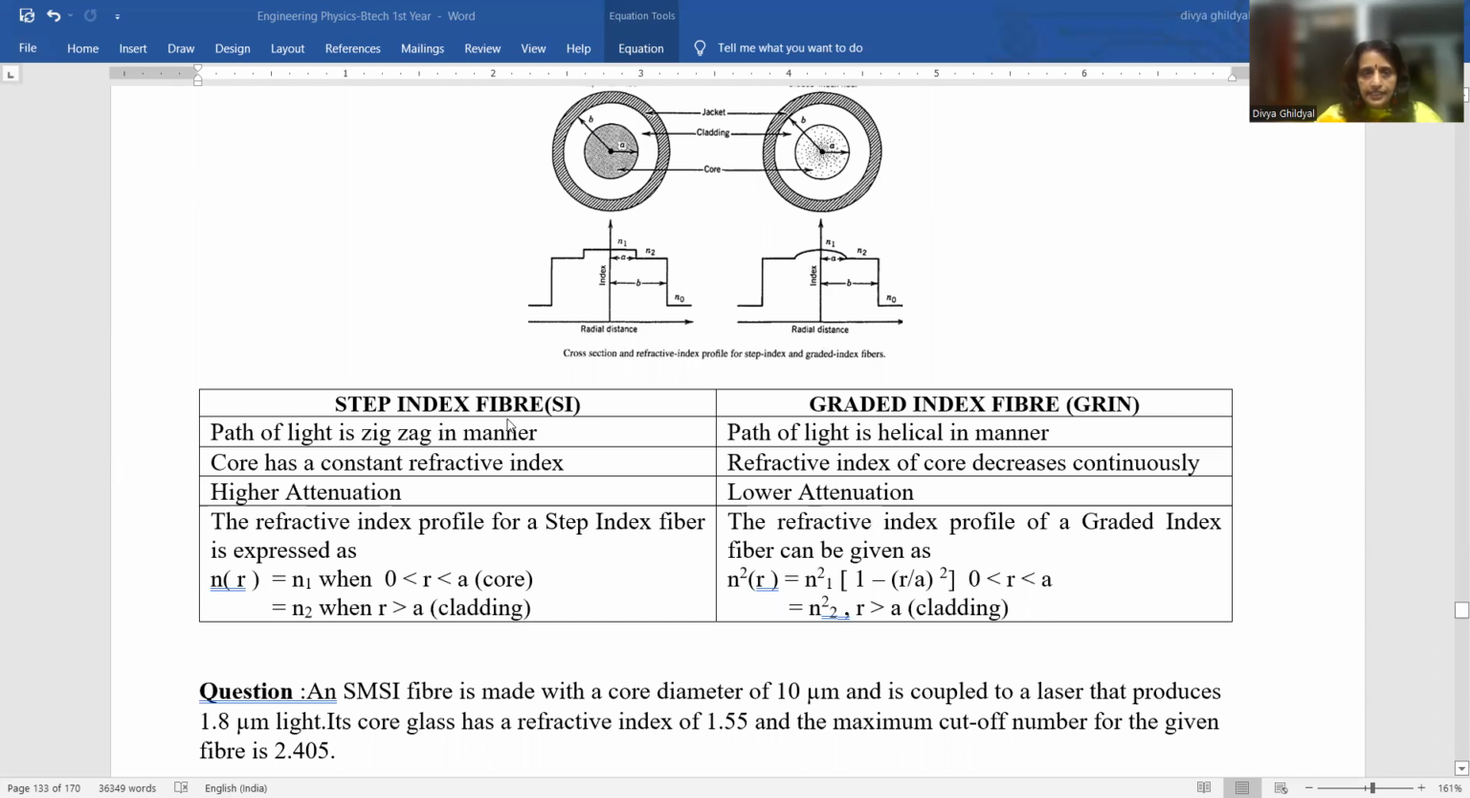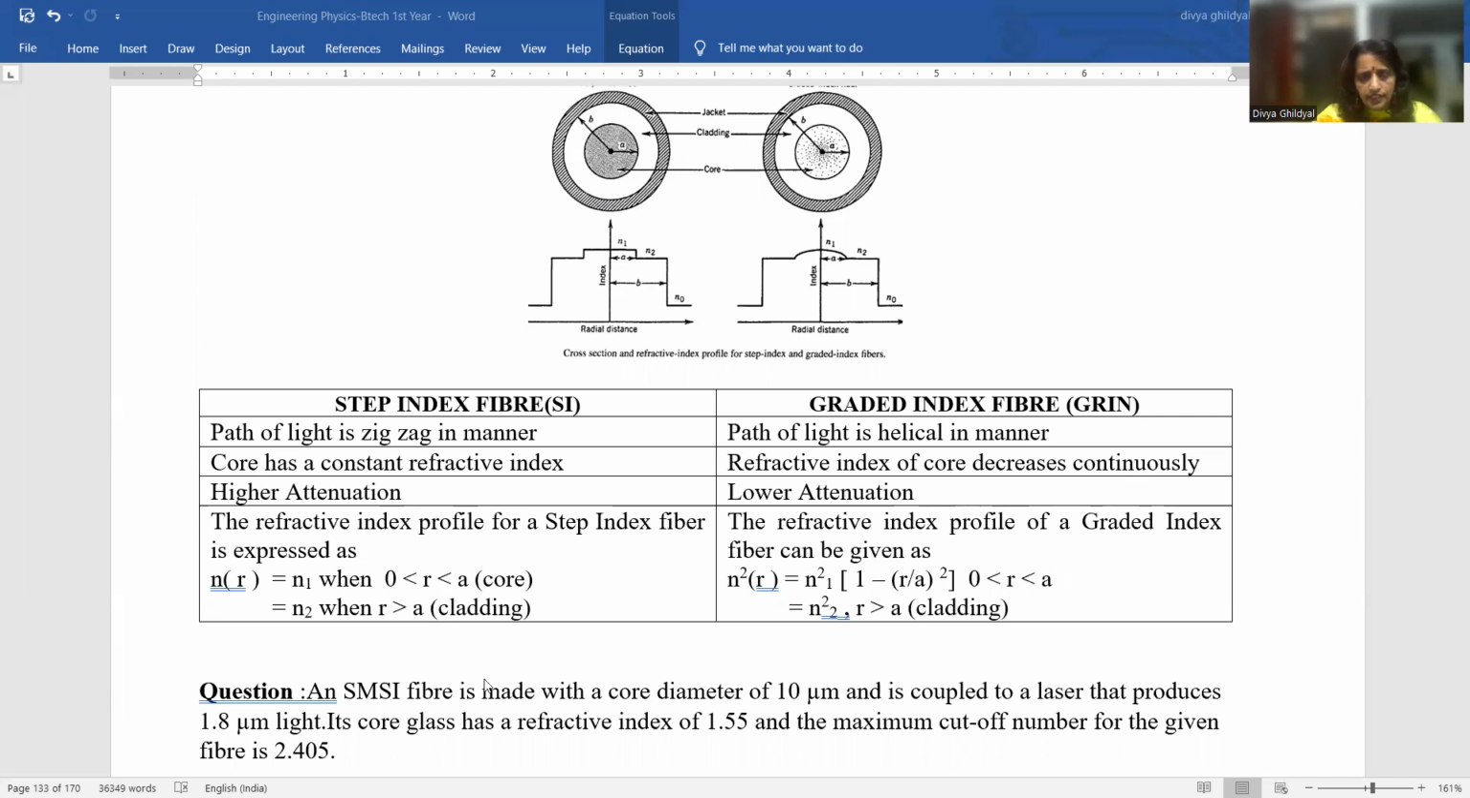Path of light in step index fiber is zigzag. Path of light in graded index fiber is helical, that is in the shape of a helix. Core has a constant refractive index. Refractive index of core here decreases continuously. The attenuation is like a decrease in the output or sort of disturbance.